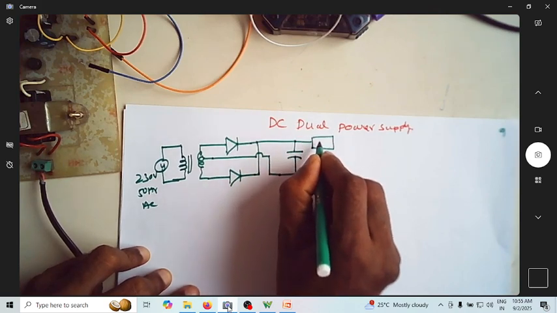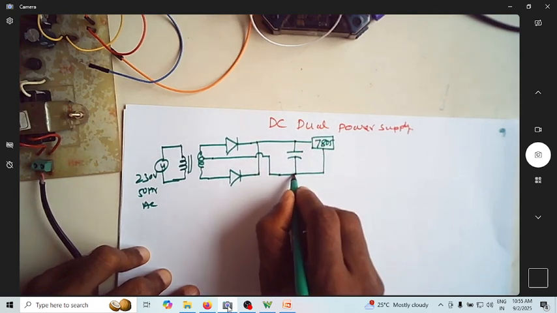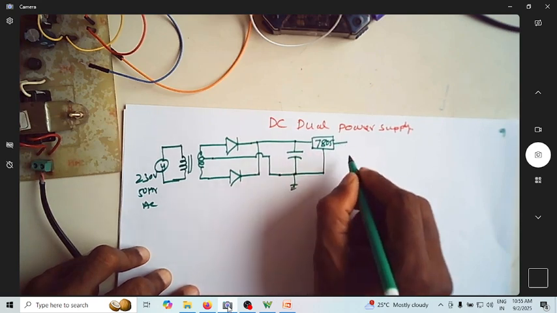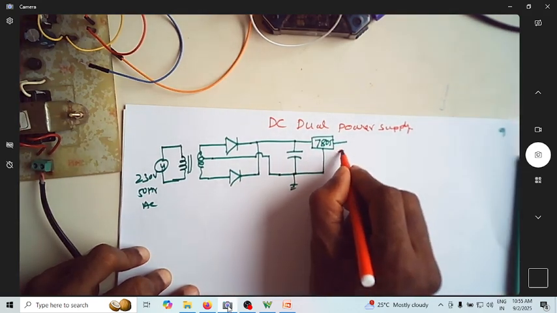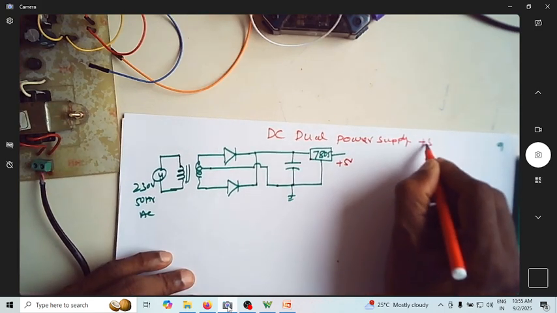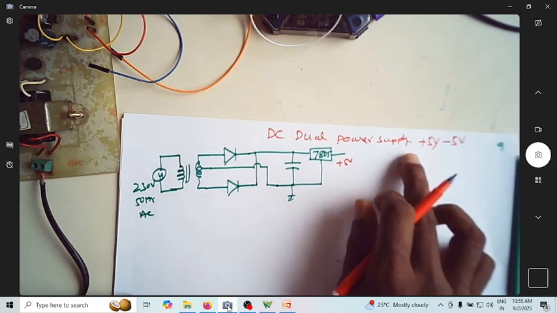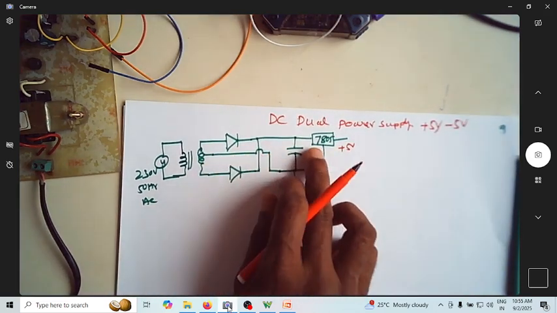I'll use the regulator 7805. So this is grounded. So here I'll get plus 5 volt. So here the requirement is I have to get plus 5 volt as well as minus 5 volt. So this is the requirement. So I'm getting plus 5 volt.